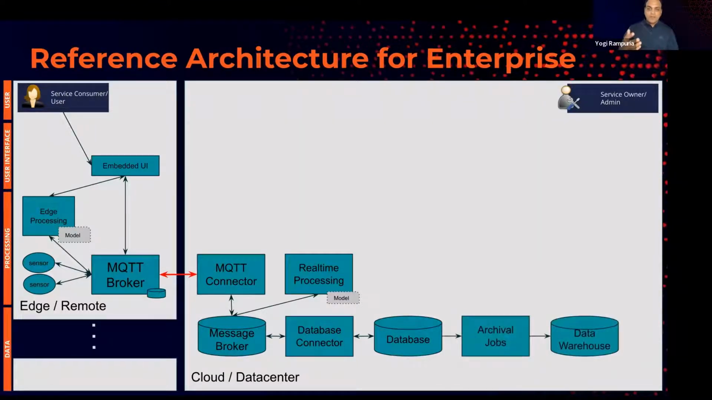Now, typically from a database, you would have archival jobs that will pick up all the data and put it in a data warehouse for long-term retention. And this is where you can run AI/ML functions or processing functions which will take into consideration years of data for coming up with models. And these models can actually be used within your edge processing or real-time processing systems.